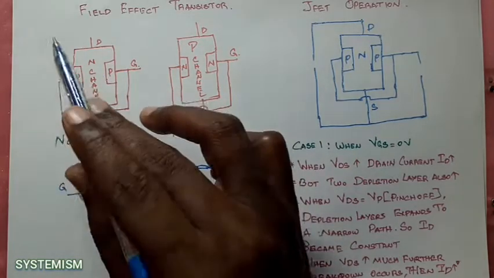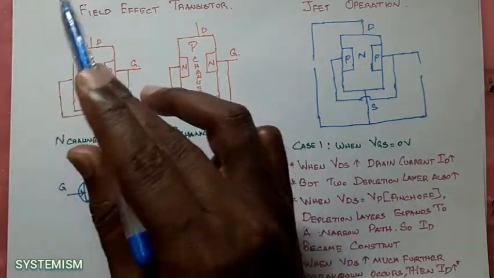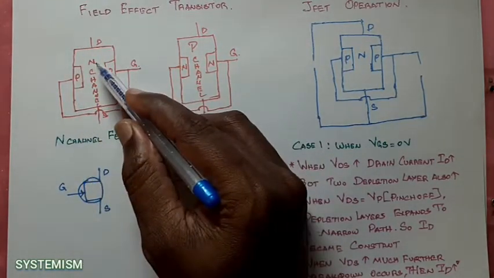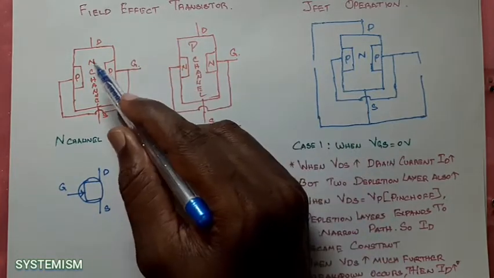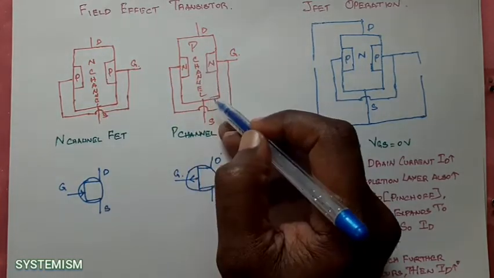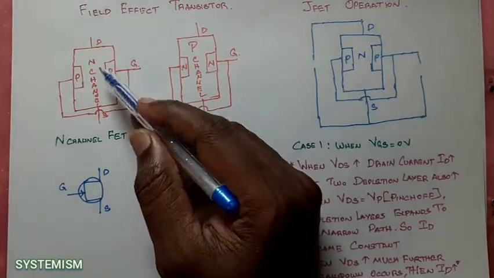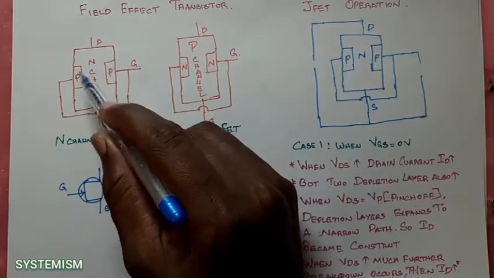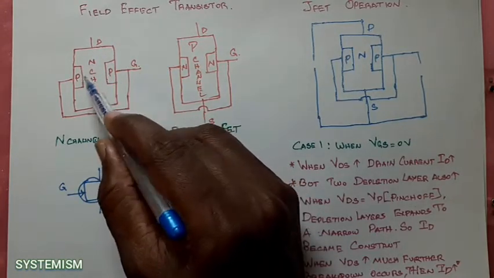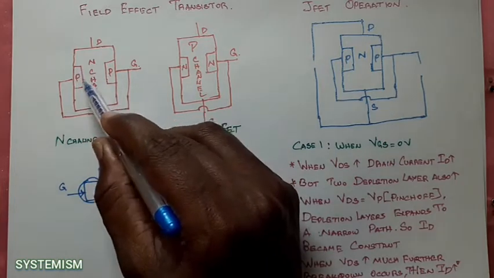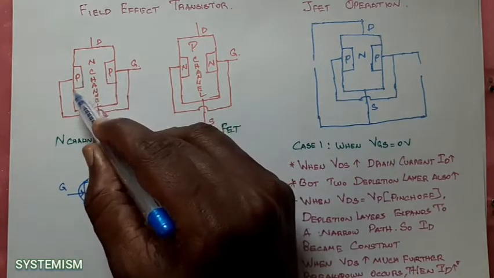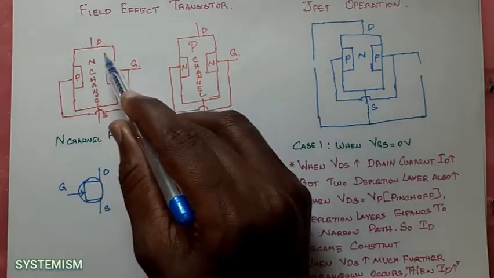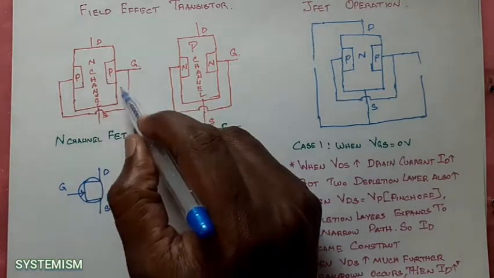In BJT we have PNP, NPN, which we have seen in the previous videos. Now we will see the structure here. There are two types of FET. One is N channel FET, another one is P channel FET. In N channel FET, how is it created? They have taken an N type substrate, N type semiconductor. On both sides of this N type semiconductor, two heavily doped P type semiconductors are connected in this fashion. This is how the N channel field effect transistor is created.